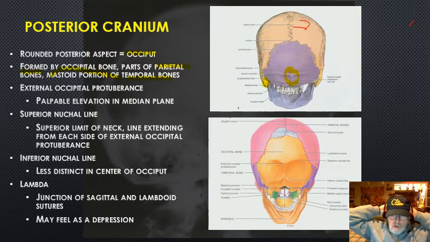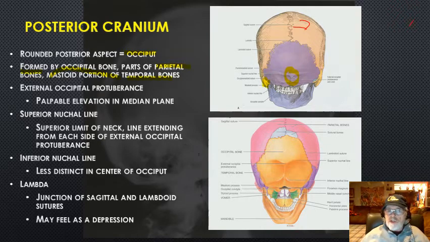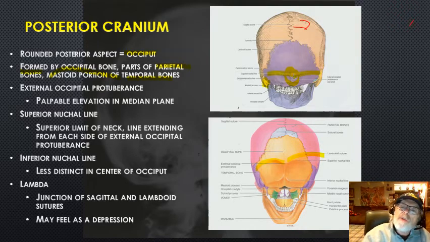If you go laterally from that, you're going to feel a little ridge, okay? And that's this area right there. That little ridge that comes down this way and this way is called the superior nuchal line. So from the middle of the external occipital protuberance, which is right here, we have the superior nuchal line that goes both ways.